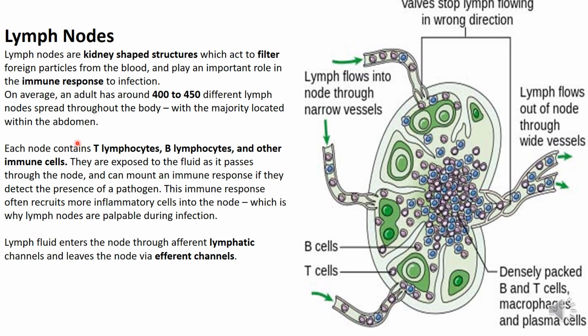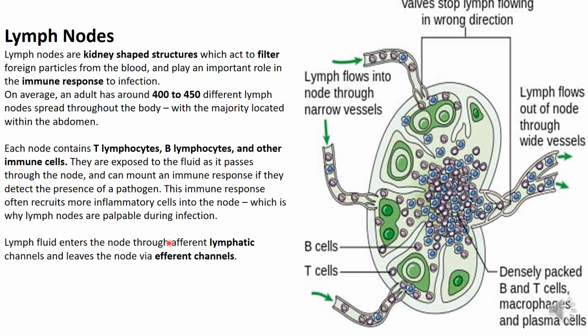What are the contents of this node? Each lymph node contains T lymphocytes, B lymphocytes and macrophages, also plasma cells. Here you can see densely packed B and T cells, macrophages and plasma cells. They are exposed to the fluid as it passes through the node and can mount an immune response if they detect a pathogen. When the lymph passes through the lymph node, if they see any pathogen, they mount an immune response.